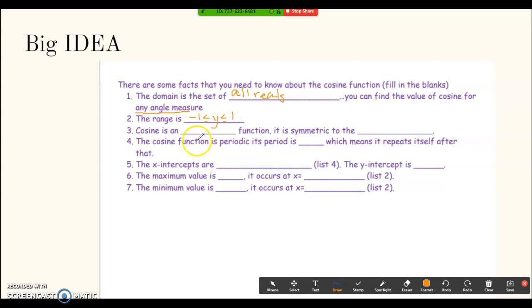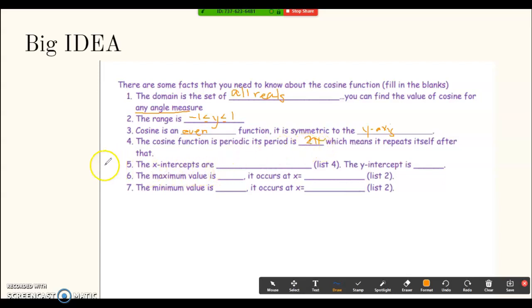The cosine, though, because this one starts high and ends high, this is an even function, which means that its symmetry lies about the y-axis. I can take the y-axis and fold it in half, and cosine will look the same on both sides, okay? So the symmetry is at the y-axis. The cosine function is periodic, and its period is the same as sine. It's 2 pi. So it takes a 2 pi distance for it to repeat itself again.